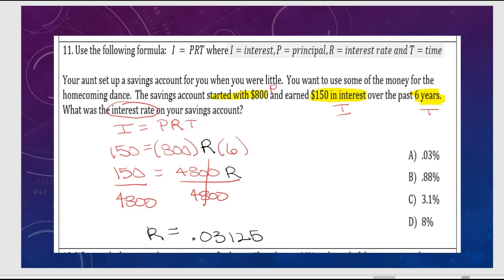0.03125. Need to remember to express this as a percent. I'm going to move the decimal spot 2 places to the right, and I'm going to get 3.125%. Looking at my answer options here, that is C. This concludes the Unit 2B test review or study guide, numbers 1 through 11.